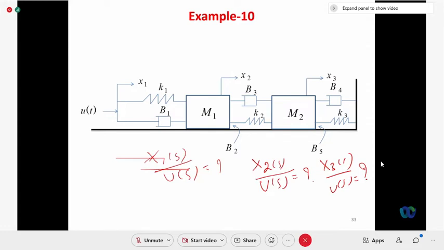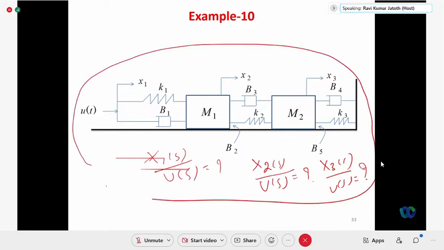So this is a mechanical translational system. Is that fine? If you are comfortable, then I'll go ahead, or otherwise, if you want me to do it, I can do it. Your wish. Sir, can you do it once?